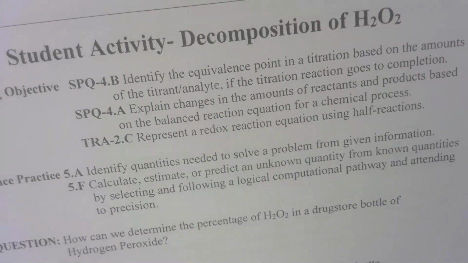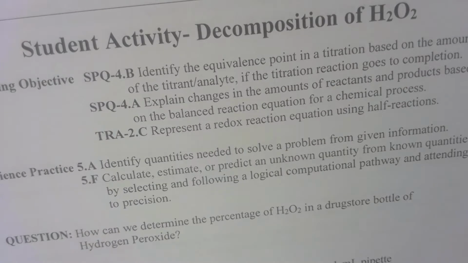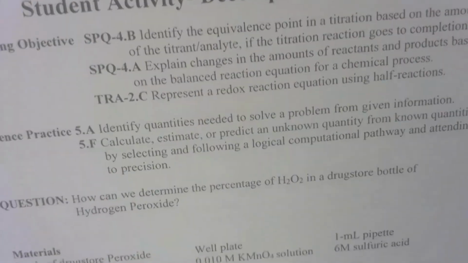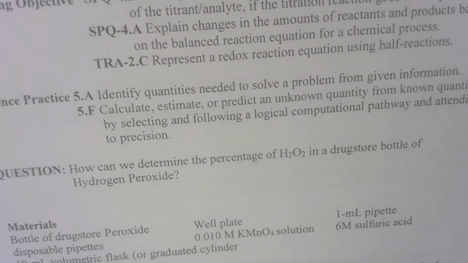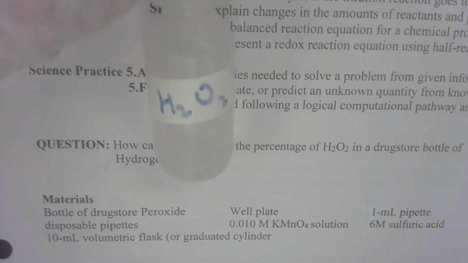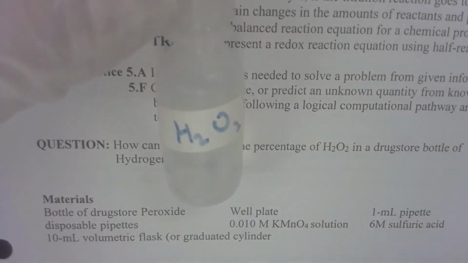We're going to use scientific practices 5A and 5F, which is using problem solving and then calculations. But ultimately our question is, how can we determine the percentage of H2O2 in a drugstore bottle of hydrogen peroxide? So what I have here is a bottle of H2O2 that I got from a drugstore.